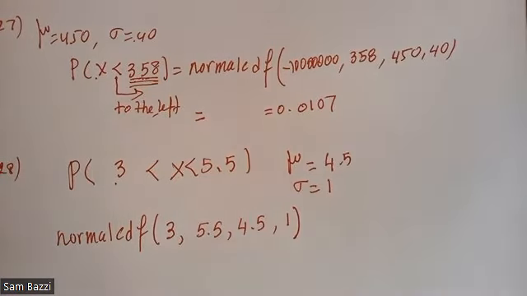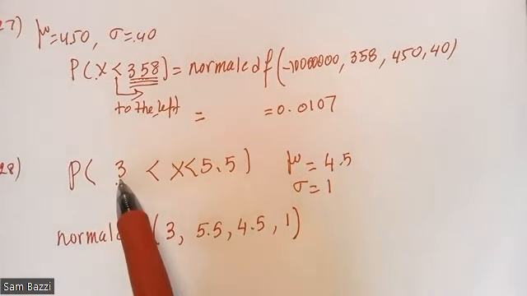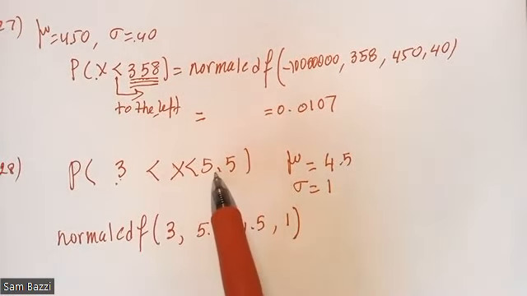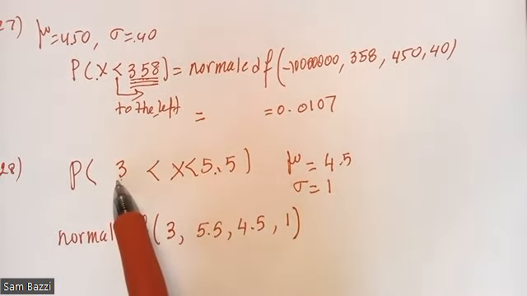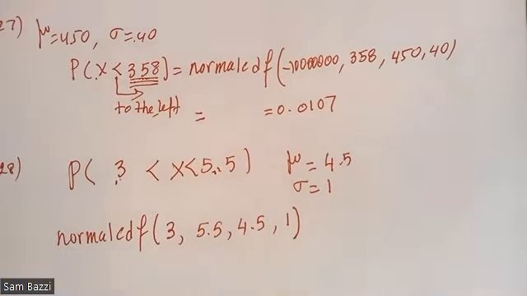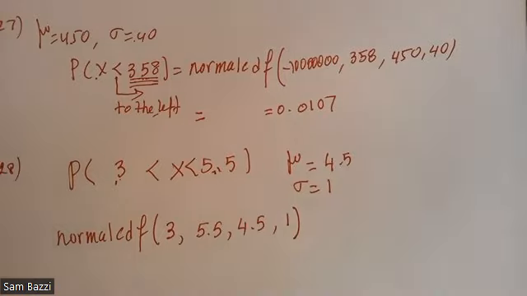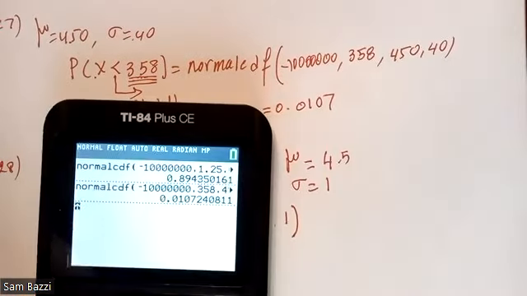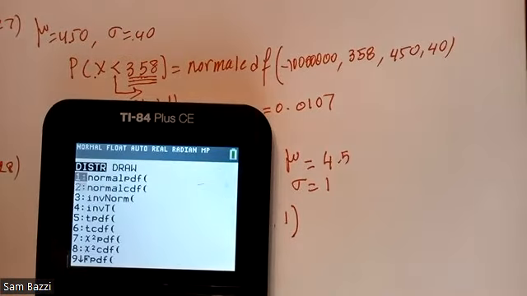If you want to do this by hand, you need to change this one to a Z-score. You need to change this one to a Z-score. Go to the table and find the area, go to the table and find the area to the left, and subtract the two areas. But with technology, guys, you really don't need to do any of this.